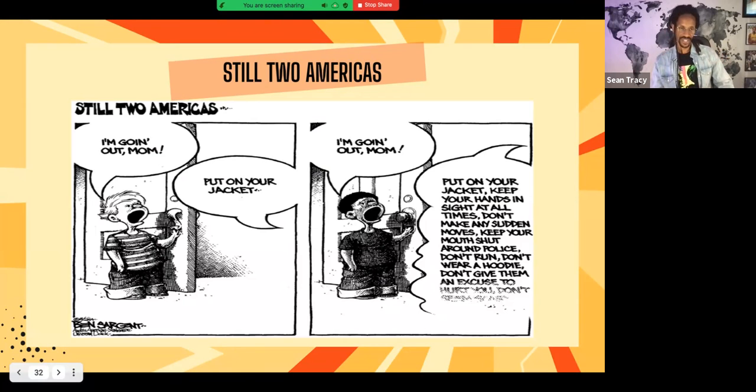In this one, you can see a young white boy. He says, "Mom, I'm going out." Mom says, "Put on your jacket." On the right, you have a Black boy. He says, "Mom, I'm going out." She says, "Put on your jacket, keep your hands in sight at all times. Don't make any sudden moves. Keep your mouth shut. Around police, don't run." So you see the contrast. And then we talk about why there seems to be these two Americas in which young people of color operate and white Americans operate.